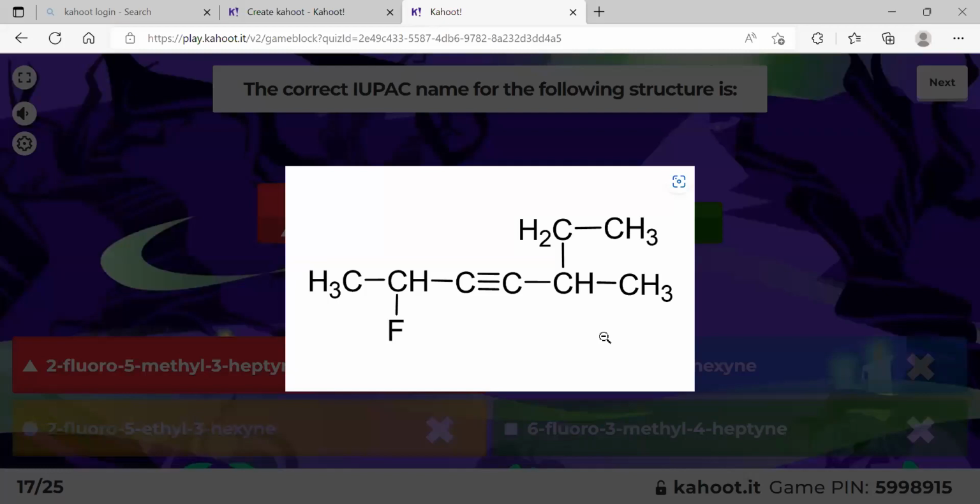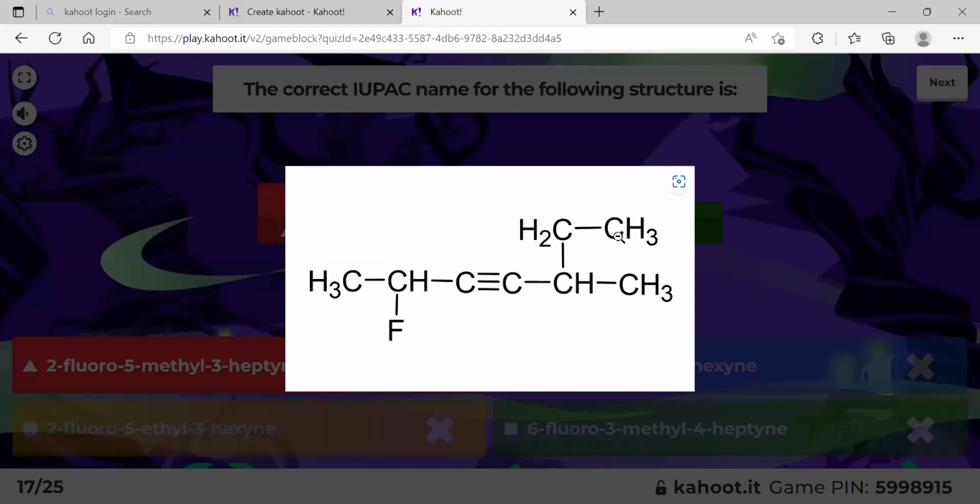So when it comes to the longest carbon chain in this molecule, it is going to be 7 carbons. So starting with the CH3 all the way to the left, that's carbon 1. Then the CH that is holding the fluorine is carbon 2. Then you have the triple bond, that's 3 and 4. Then the CH, that's carbon 5. And then we have to go up to the CH2, CH3, that's 6 and 7.